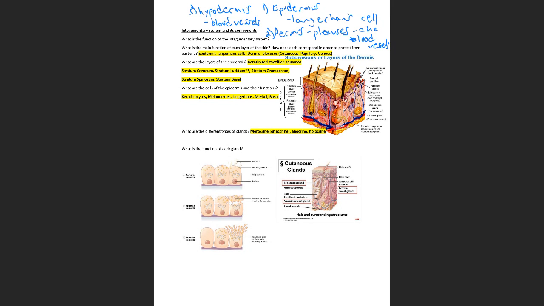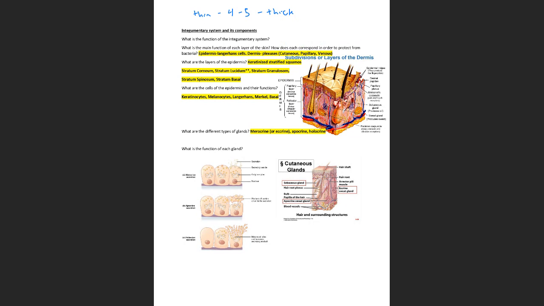Now, there are different layers. So there are 3 layers of the skin: epidermis, dermis, hypodermis. Now, when we're talking about specifically each one of them, they each have their own layers. The epidermis has 4 to 5 layers. The dermis has 2 layers. And the hypodermis is just 1 layer. So let's talk about the epidermis. The epidermis, okay, has 4 to 5 layers. 4 if we're talking about thin skin, 5 if we're talking about thick skin.